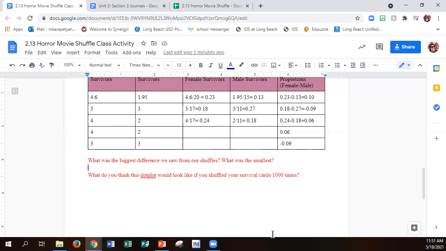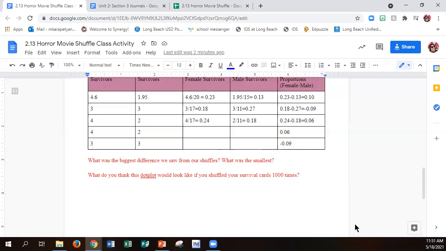I think about the dot plot as when you put the dots above the numbers, right? So it's kind of like a histogram, but with dots. So think about what the dot plot would look like if you did the shuffle 1,000 times and got the difference value 1,000 times.